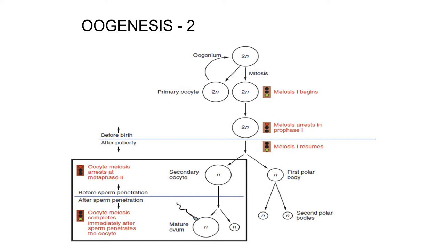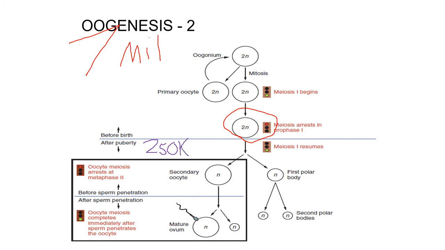So you can see here it starts with a diploid cell, or that 2N that we talked about with the guy. And they go through mitosis, and this is all before birth. Remember, there are about 7 million of these at birth. You have a lot of these potential egg cells, but most of them, about 80-90%, die, and you only have about 250,000 by puberty. So 250k.